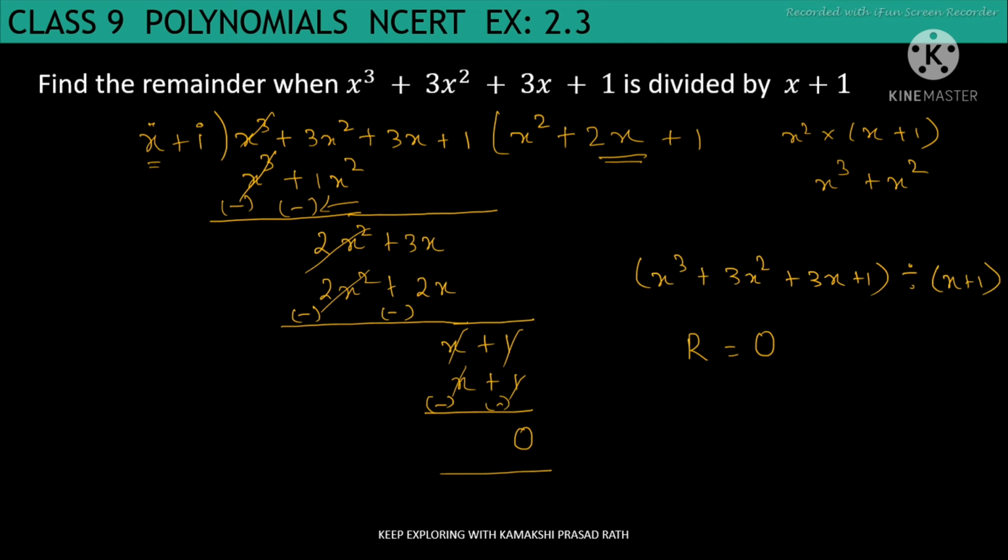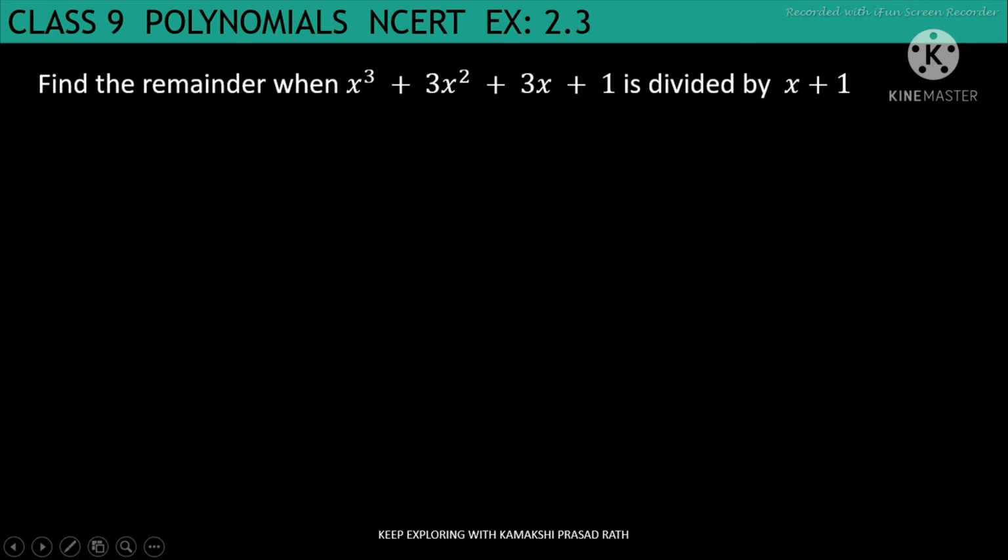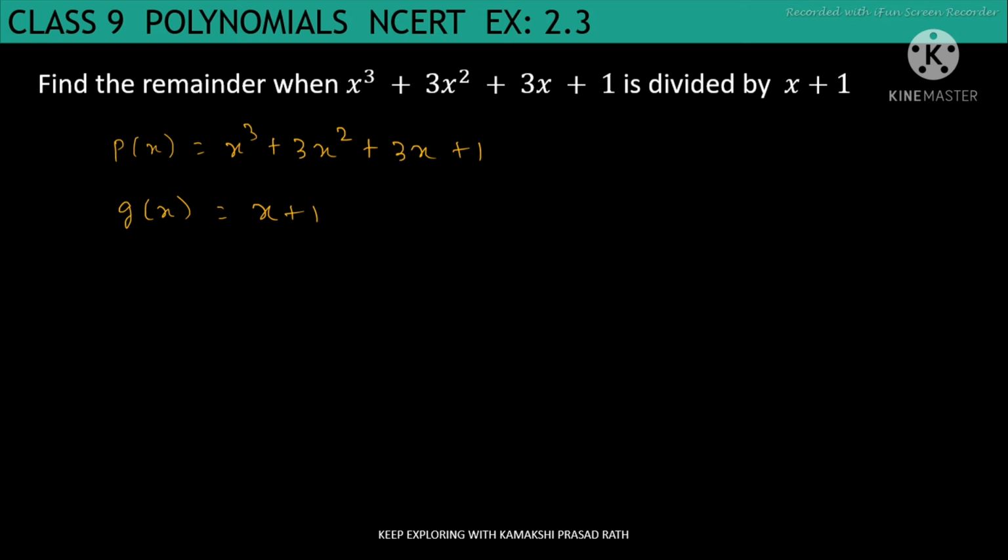Now let's see the same question using remainder theorem. Now in this we will use the remainder theorem. So here p of x is taken as x cubed plus 3x squared plus 3x plus 1 and is divided by x plus a. So g of x is x plus a, that is x plus 1.